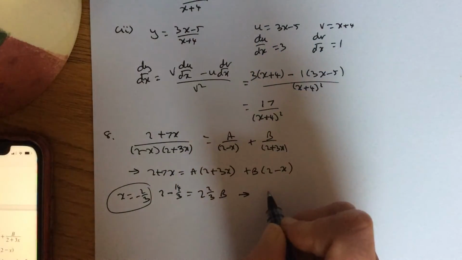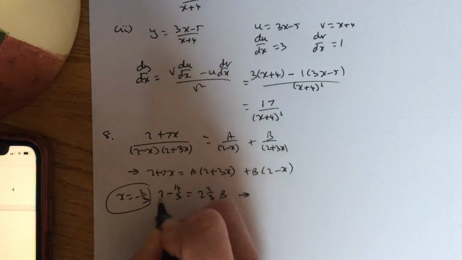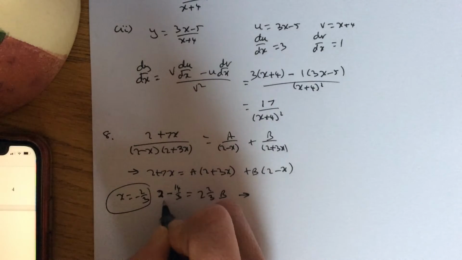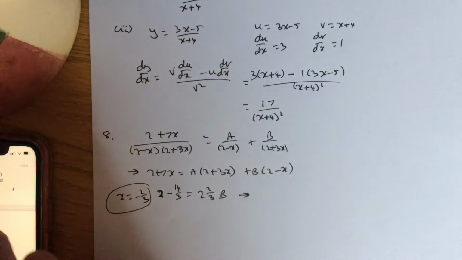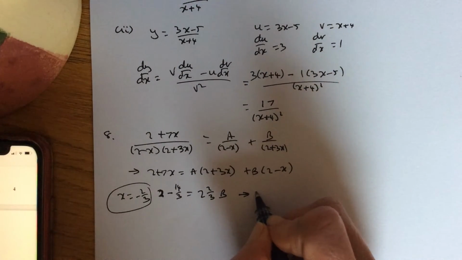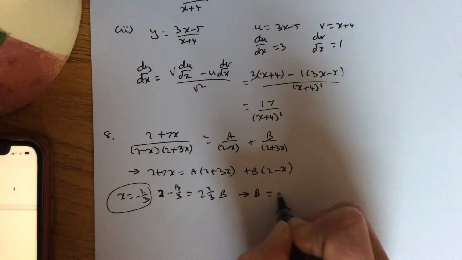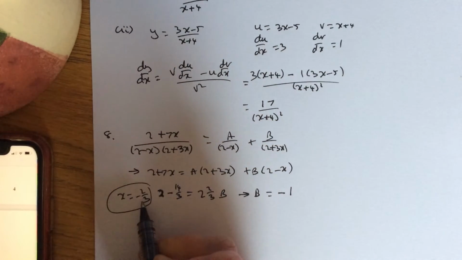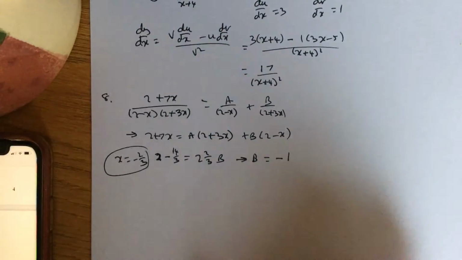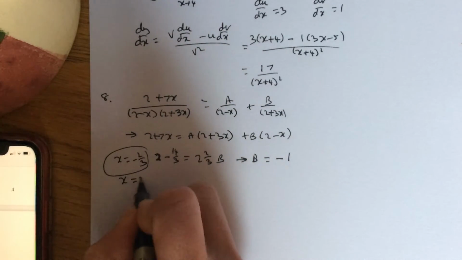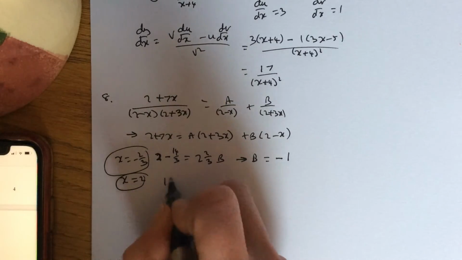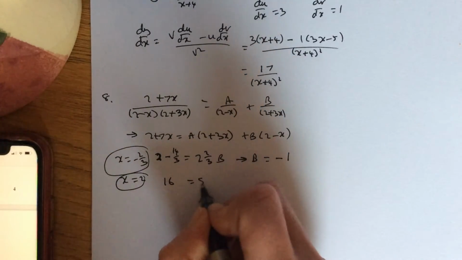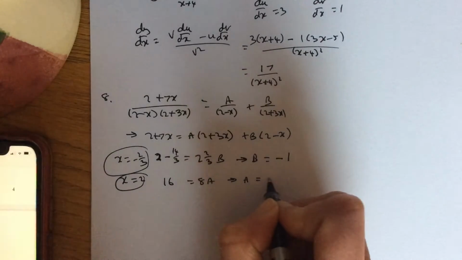And if you work that out on your calculator, let's work this out a bit, that's 12 over 3, take away 14 over 3, minus 2 over 3, sorry I made a mistake there. And that works out to be b equals minus 1. Just double check that. So it's minus, yeah, that's fine. And then we're going to put in x equals 2. So that gets you 14, and the 14 add 2 is 16. Putting 2 in there is 8a, gives you a equals 2.